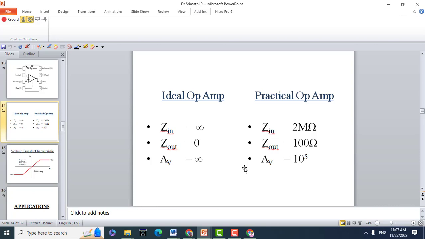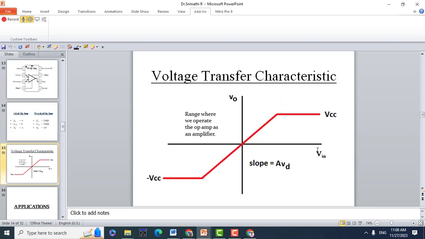For an ideal operational amplifier, your input impedance is infinite, your output impedance is zero, and your voltage gain is infinite. But that is not the case for a practical operational amplifier. Input impedance is in the range of mega ohms, output impedance is in the range of ohms, and your voltage gain will be in the order of 10 power 5.